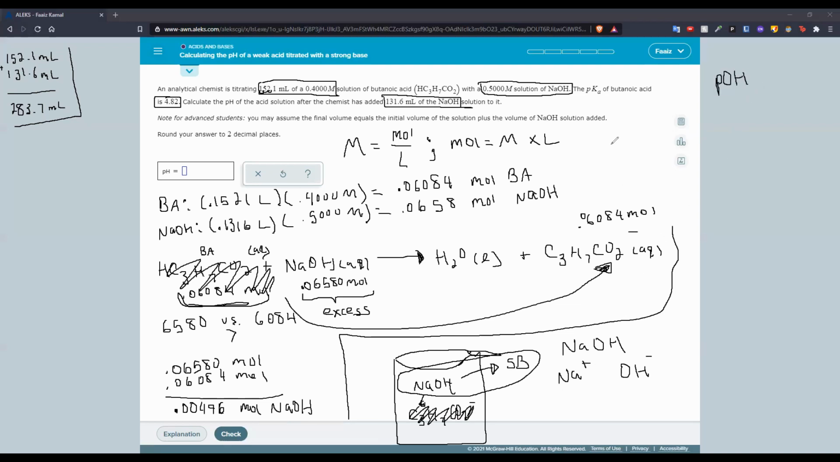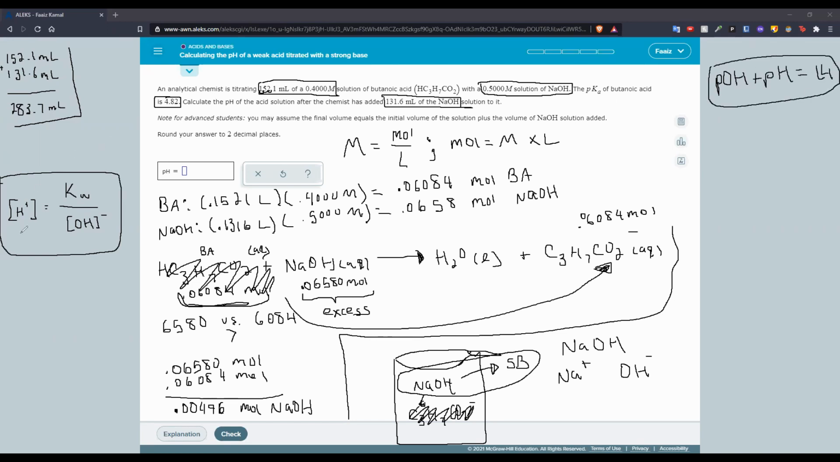Or you could find, sorry, I had to think for a moment there. You can either use this right here, or you can use this right here. I like to use this one because it's much easier. You don't have to deal with powers of 10, but you can do it this way if you know how to. So first I find the pOH.